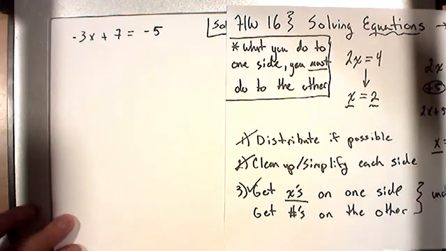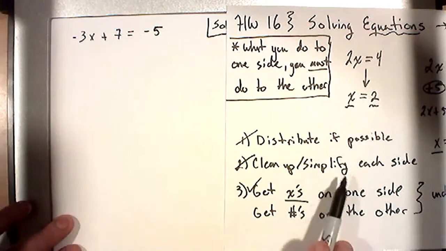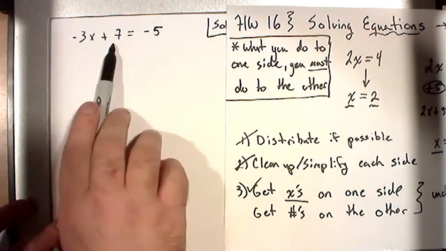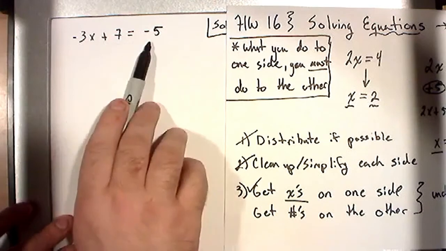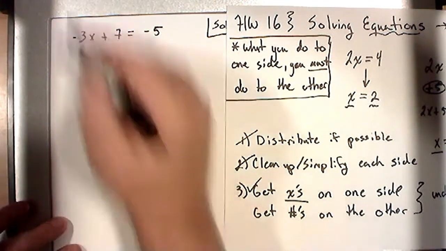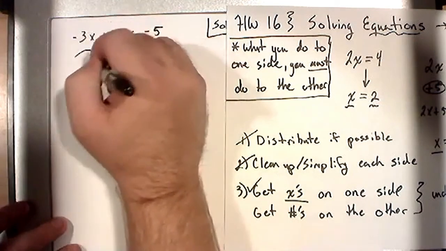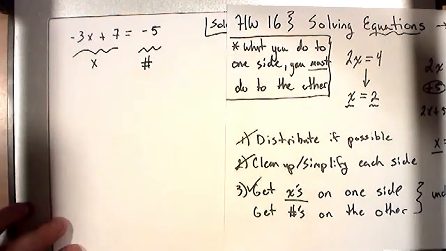Is there anything to distribute? No, there's no distribution up here at all. Can you clean up either side? Negative 3x plus 7 does not clean up. Those will not go together. They're not like terms. And negative 5 is just sitting there by itself, so there's nothing to clean up. Third step, get x's alone on one side. That's already happened. The left side looks to be the side we have our x's on. We're going to move probably our numbers over to the right side.